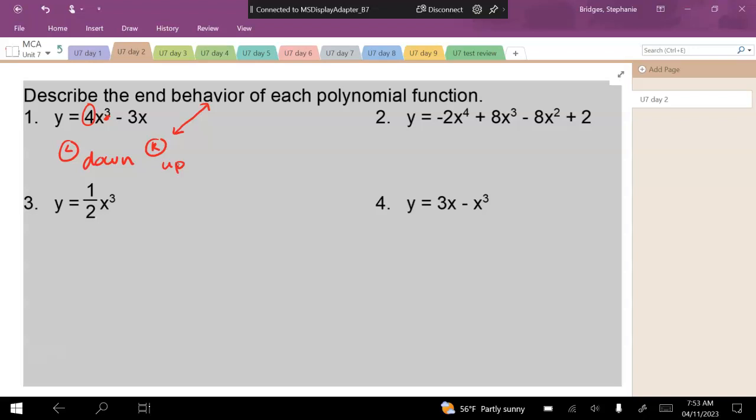Then look at the coefficient in front of that. If that is positive, then think about a positive parabola going up and up. If it's negative, be down and down. Or if it's an odd exponent, then think about your positive slope lines and your negative slope lines.